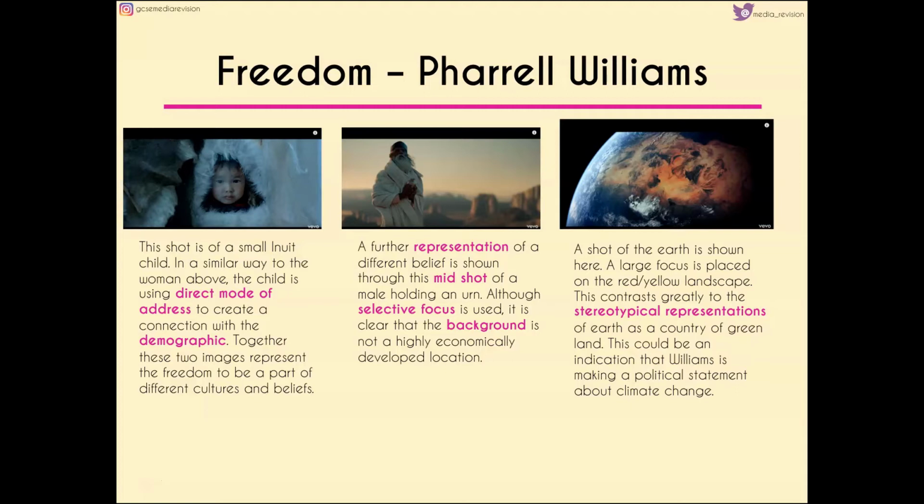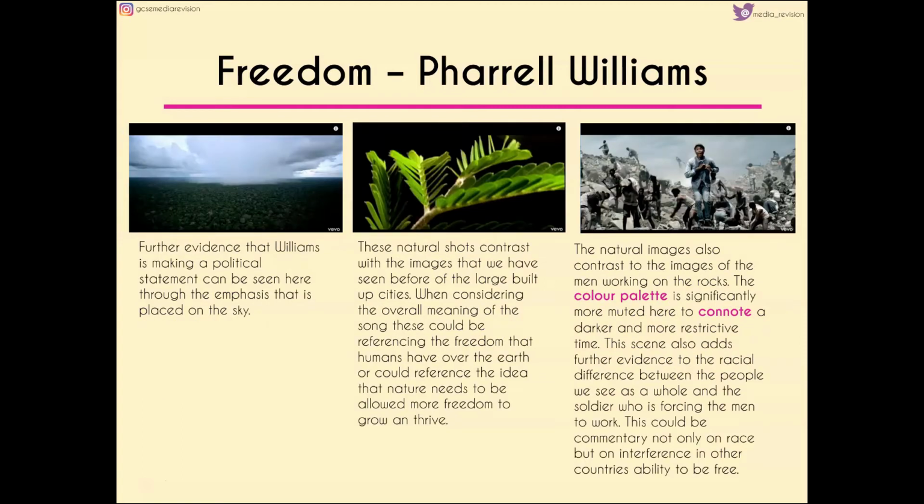Now a large focus is placed on the fact that the landscape seems to be red and yellow, which contrasts to the stereotypical images and representation of earth as a country of a lot of green land. Now this could be an indication that Williams is making a very political statement in his video on climate change.